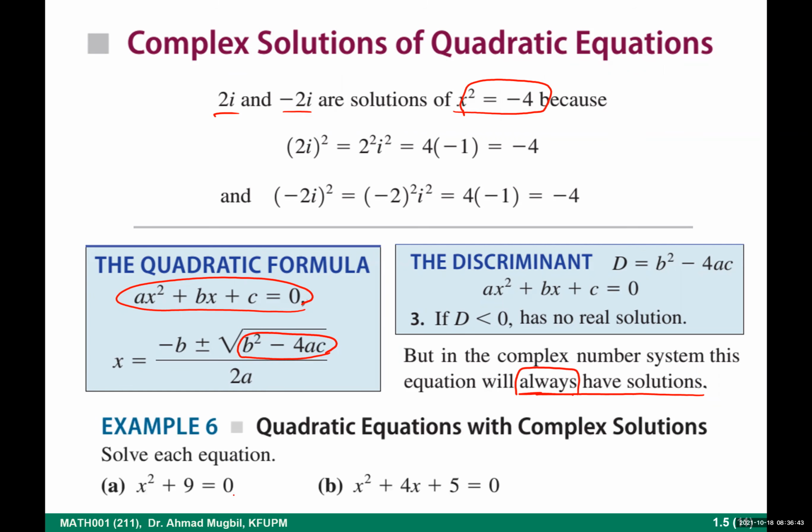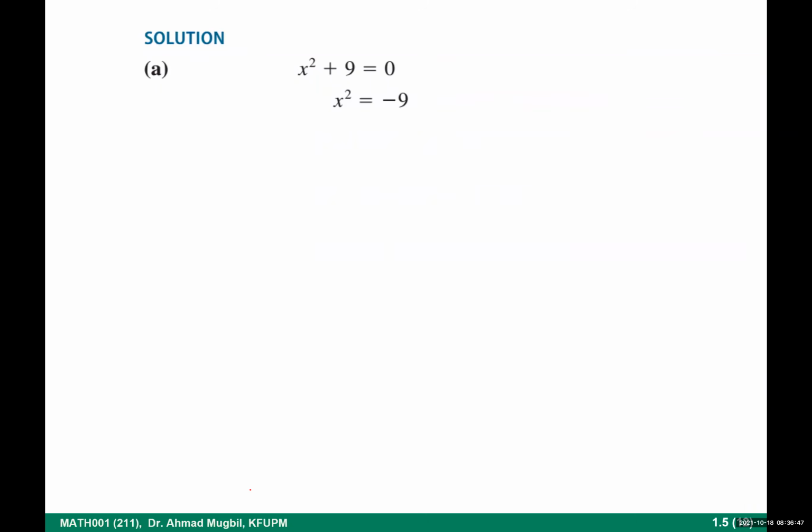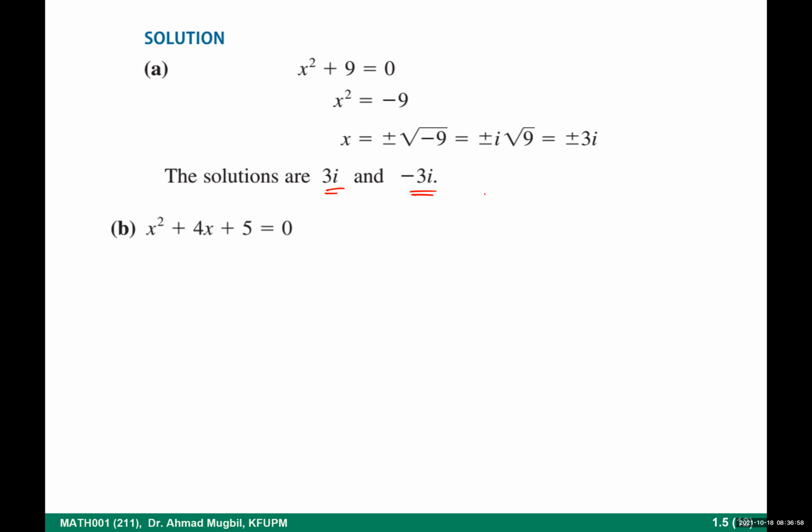Let's look at the solution of this equation, which is just mentioned above. It is just positive or -3i. And notice that always the solutions are what? Conjugate of each other, complex conjugate. If 3i is a solution, -3i is a solution. For this one, you cannot factor.